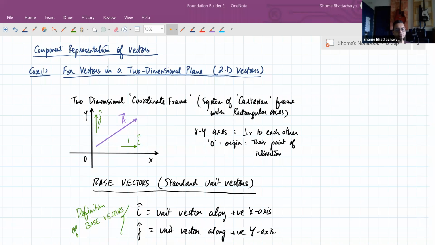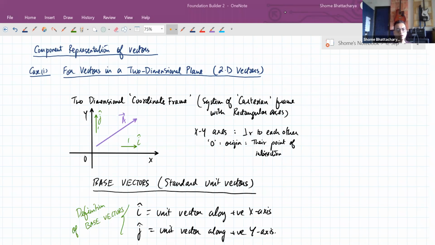So it's just a standard notation that we use. When we use the symbol I cap, it means it is a unit vector along the positive x direction. Similarly, when we use the standard notation j cap, the symbol j stands for the unit vector which is along the y-axis. And obviously, the cap notation on top of the symbol means that we are dealing with a unit vector. What does unit vector mean?